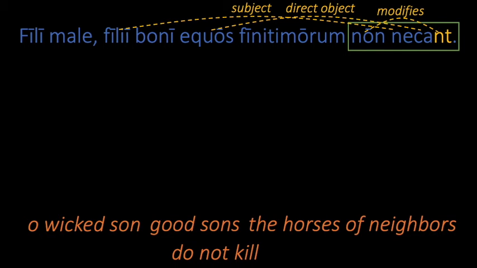And for the whole sentence, we have, O wicked son, good sons, the horses of neighbors do not kill. Putting it in English word order gives us, O wicked son, good sons do not kill the horses of neighbors.